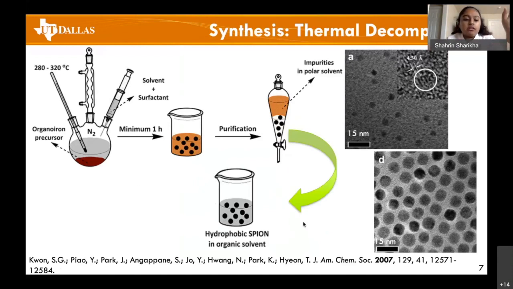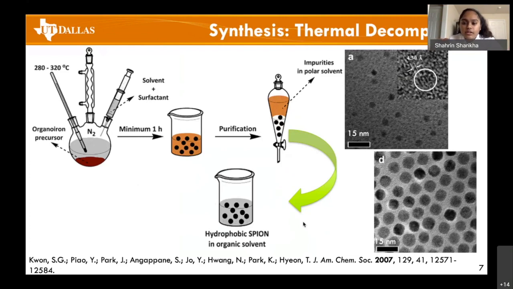With the heating up method, the organometallic precursor and the surfactants are mixed together in the solvent, and then that entire solution is heated up slowly. That was the case in this 2007 study, where images A and D are only 20 minutes apart. As you can see, in that short amount of time, they observed a rapid growth of iron oxide nanoparticles, which were monodispersed and had smooth surfaces. So that's one method of synthesizing these particles through thermal decomposition.